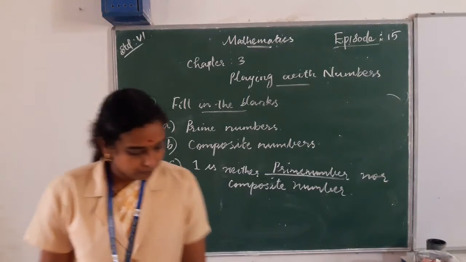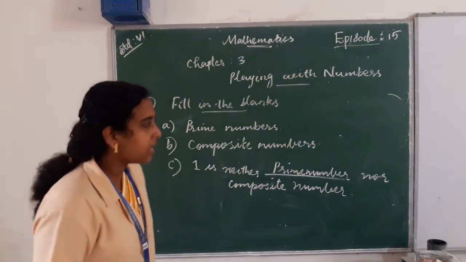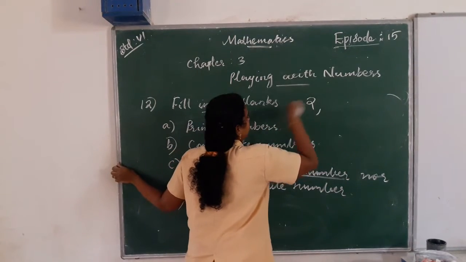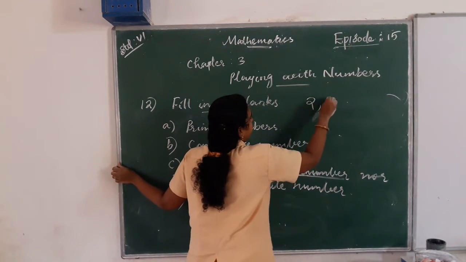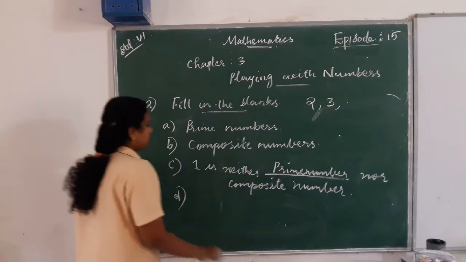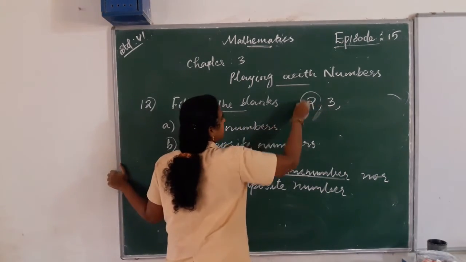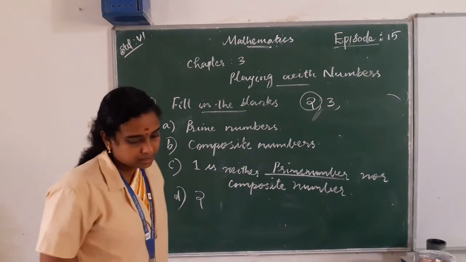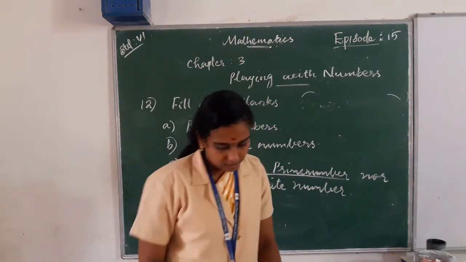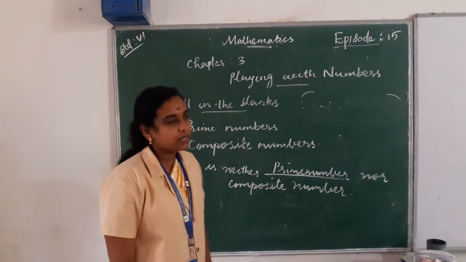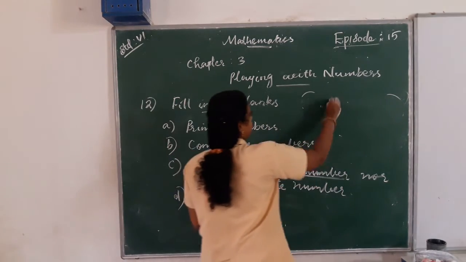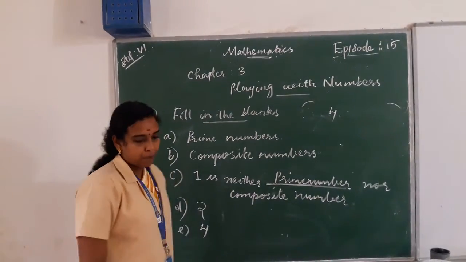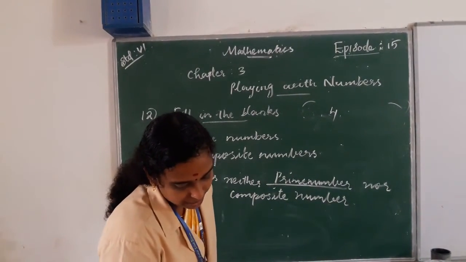And the next question, D. The smallest prime number. Prime numbers start from 2, 3, etc. So the smallest prime number is 2. Then the next question, E. The smallest composite number. Composite numbers start from 4. So the smallest composite number is 4.